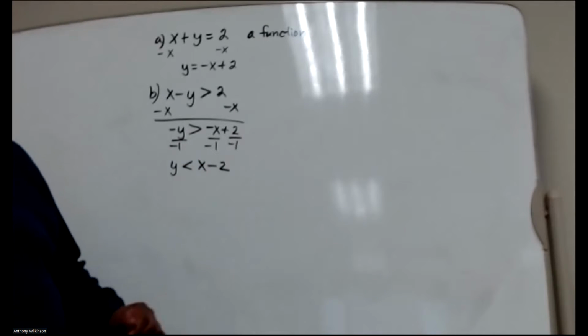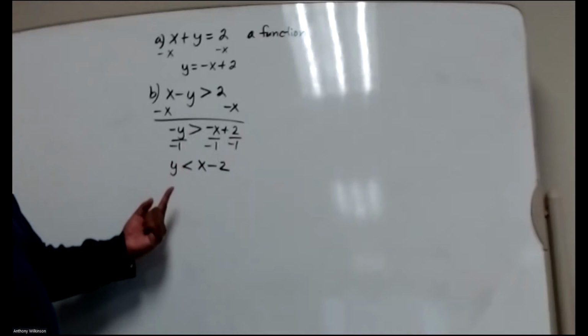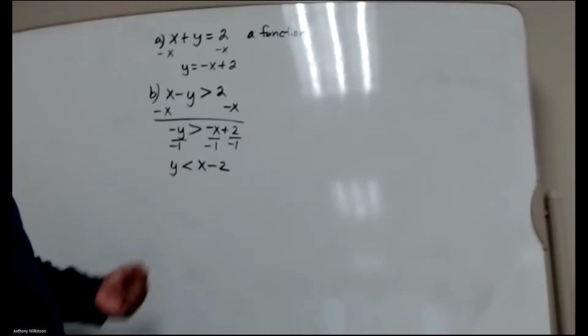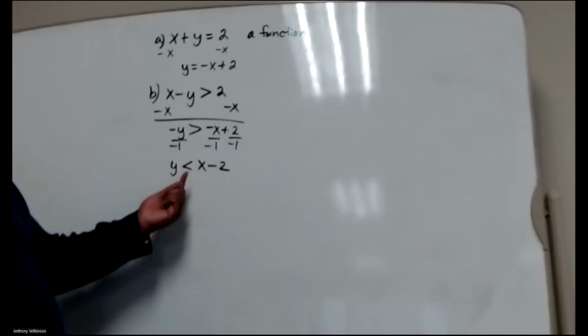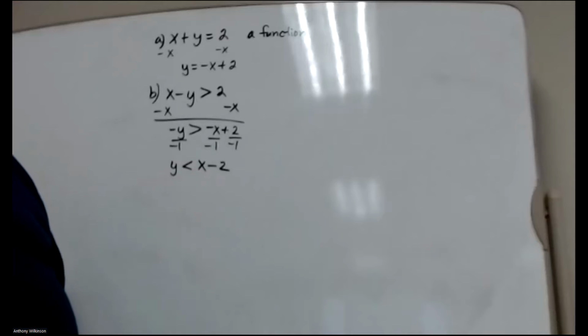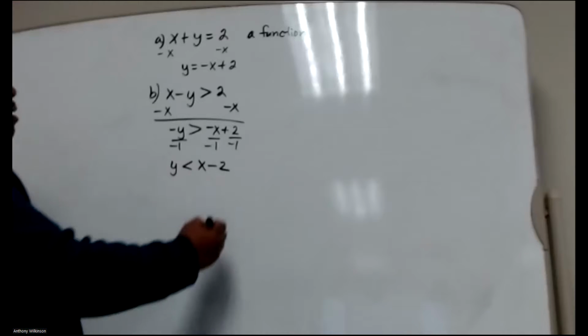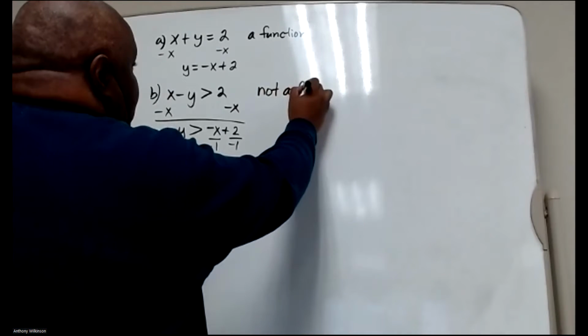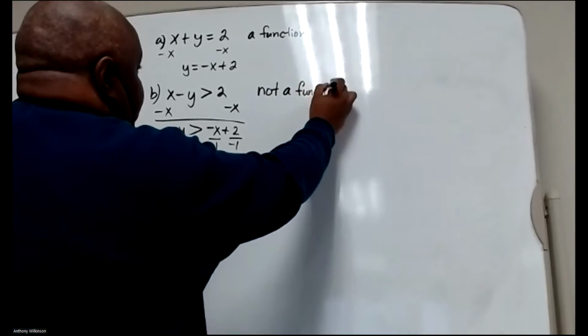Now, you're going to have to think about this. Even with an inequality, you're not going to have one value of x where y would be less than whatever. You're going to have multiple values of x where y is less than whatever x minus 2 is. So in this case, this graph or that inequality will not be a function.